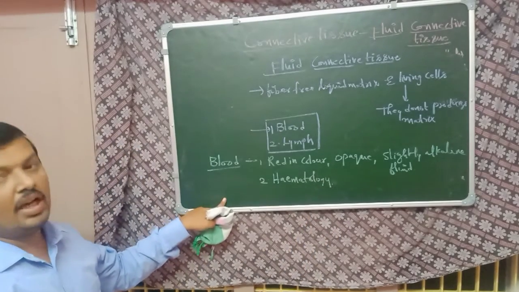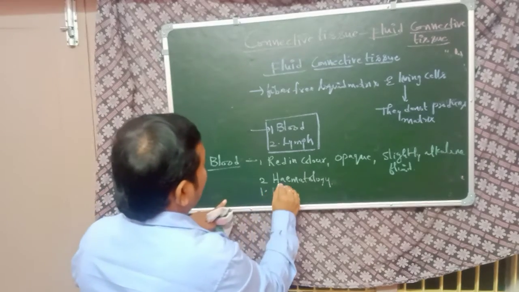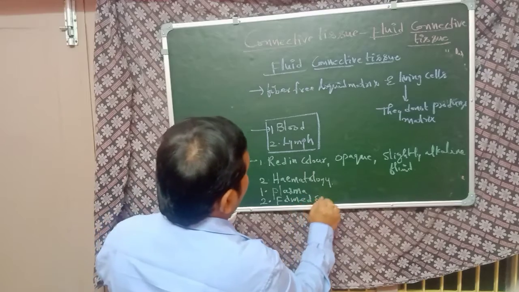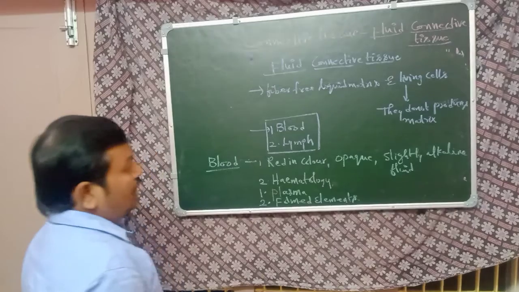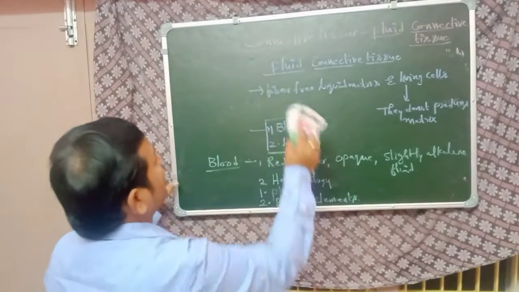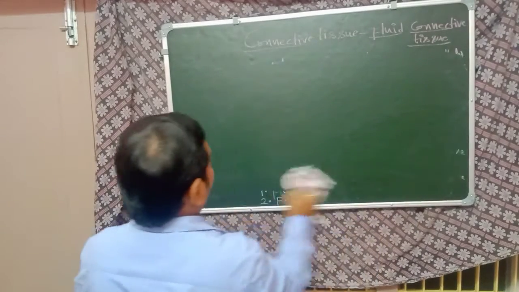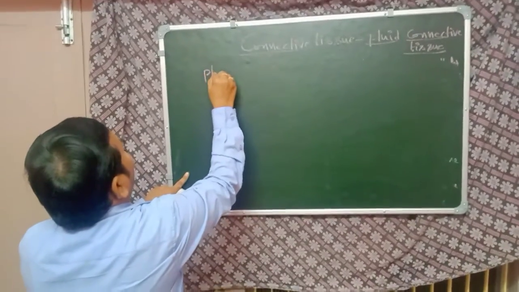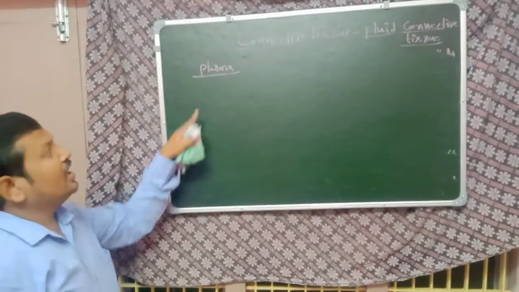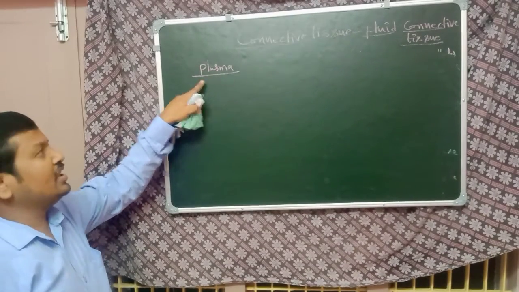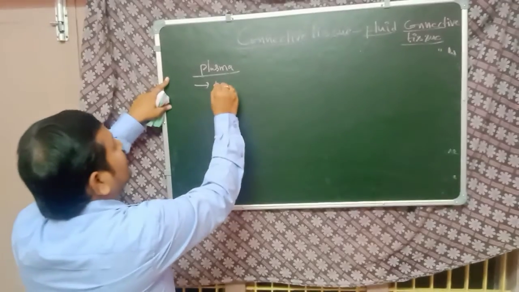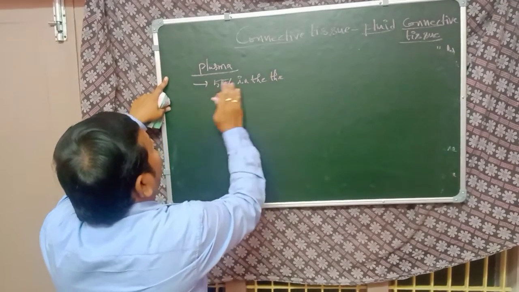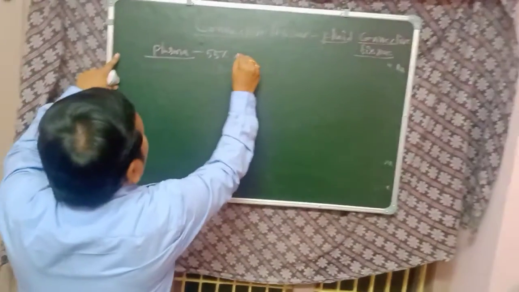Blood has two major components. One is called plasma, and the second component is the formed elements. Next, coming to the plasma. Plasma is the liquid matrix of the blood. Normally the plasma occupies 55% of the volume of the blood.